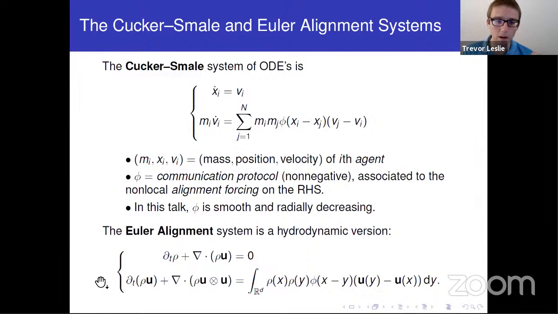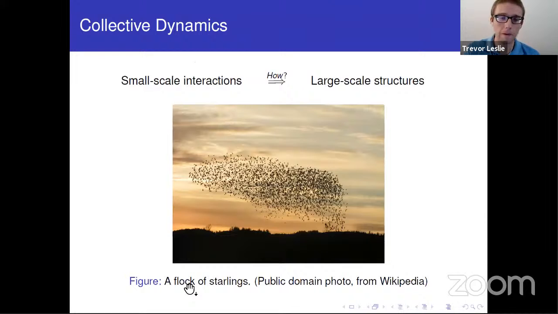The Euler alignment system, which is the primary object of study in this talk, is basically a hydrodynamic version of the Cucker-Smale system. For a large class of communication protocols, phi, one can rigorously go from the Cucker-Smale system to a kinetic version, which I didn't write here, to the Euler alignment system that is written here. So the Cucker-Smale and Euler alignment systems fall under the umbrella of a field called collective dynamics or collective behavior. And the question one wants to answer here is how large-scale structures can emerge from small-scale interactions in biological systems or otherwise.